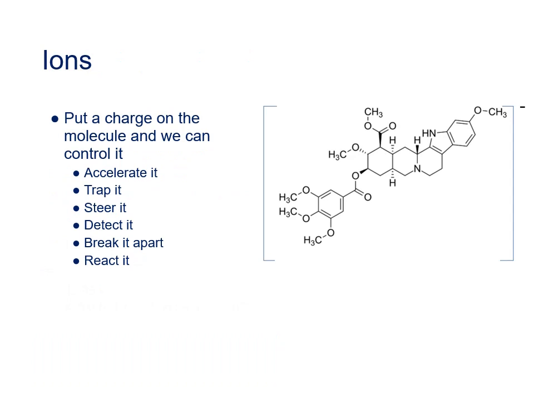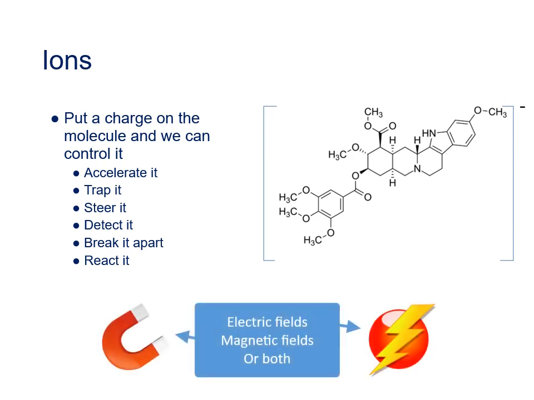The trick is that if we can charge the molecule and turn it into an ion, then we can control its motion using electric or magnetic fields. So we can accelerate it, trap it, steer it, detect it, break it apart, or make it react with other molecules or ions. The process of adding charges to molecules is called ionisation.